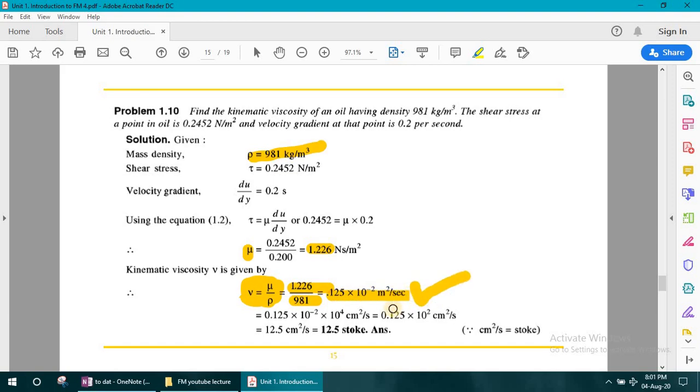But suppose in examination the question is asked in Stokes, then you have to do this conversion. You have to multiply by 10 raised to 4. So your answer gets converted from meter square per second to centimeter square per second, and this is nothing but Stokes. So there is a conversion from meter square to centimeter square, and this is the answer in Stokes.